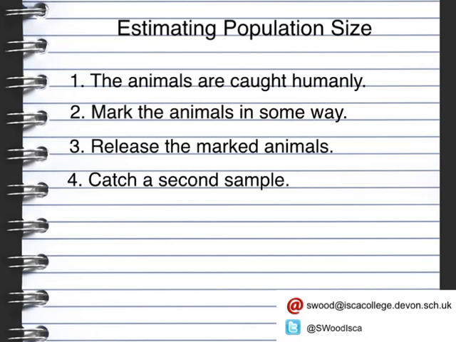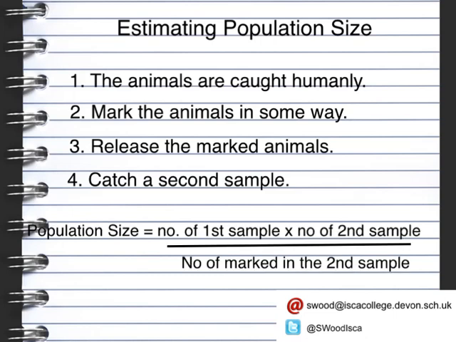Now what you can do then is estimate the population size, by using the calculation: population size equals the number in the first sample multiplied by the number in the second sample, divided by the number of marked in the second sample.